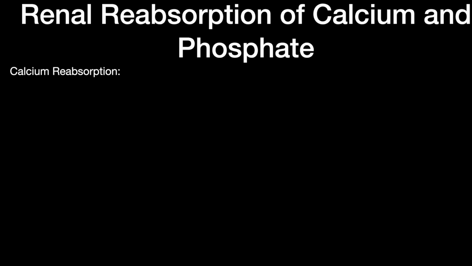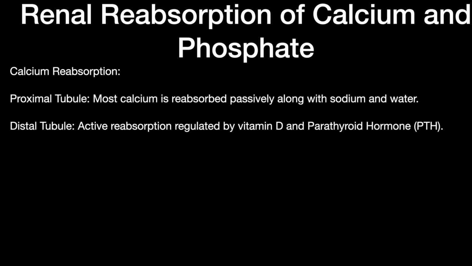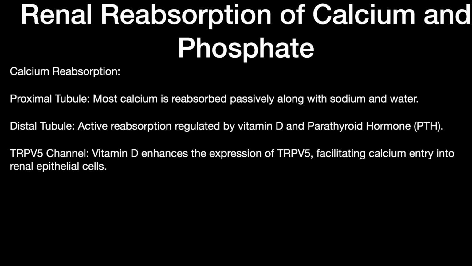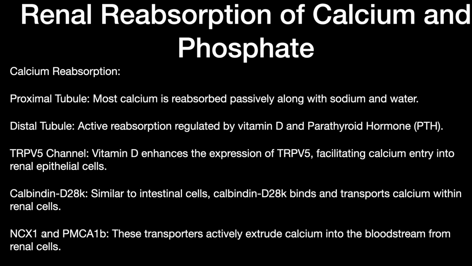Then we have renal reabsorption. Most calcium is reabsorbed passively along with sodium and water. In the distal tubules, active reabsorption is regulated by vitamin D and parathyroid hormone. Vitamin D enhances the expression of TRPV5, facilitating calcium entry into the renal epithelial cells. And here you also have calbindin D28K, which is similar to the intestinal one we have just seen, which transports the calcium within the cytoplasm. Now next we have the NCX1 and PMCA1B. These actively transport the calcium into the bloodstream, thereby preventing its excretion.